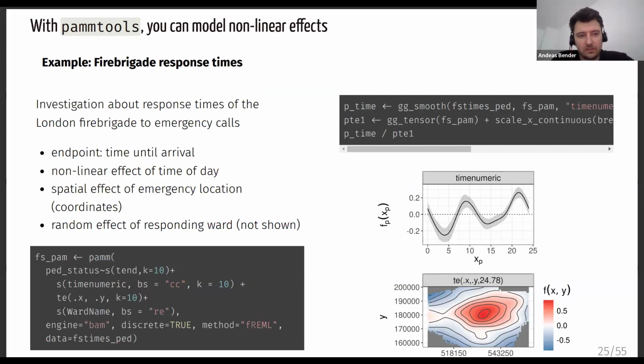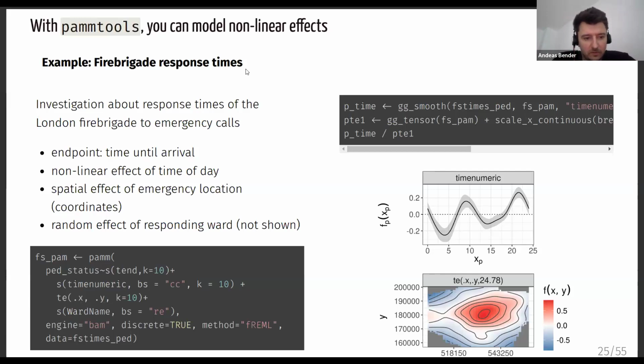In this case, we investigated the response times of fire brigades in London. So how long does it take until, after an emergency call, they arrive at the scene of the emergency? Some variables that we investigated here were time of day, so time numeric here, and also the coordinates at which the emergency call was placed. As you can see at the bottom, we call again the PAM function. I skip the data transformation here because it's always the same with the SPD function. But then we call the PAM function.